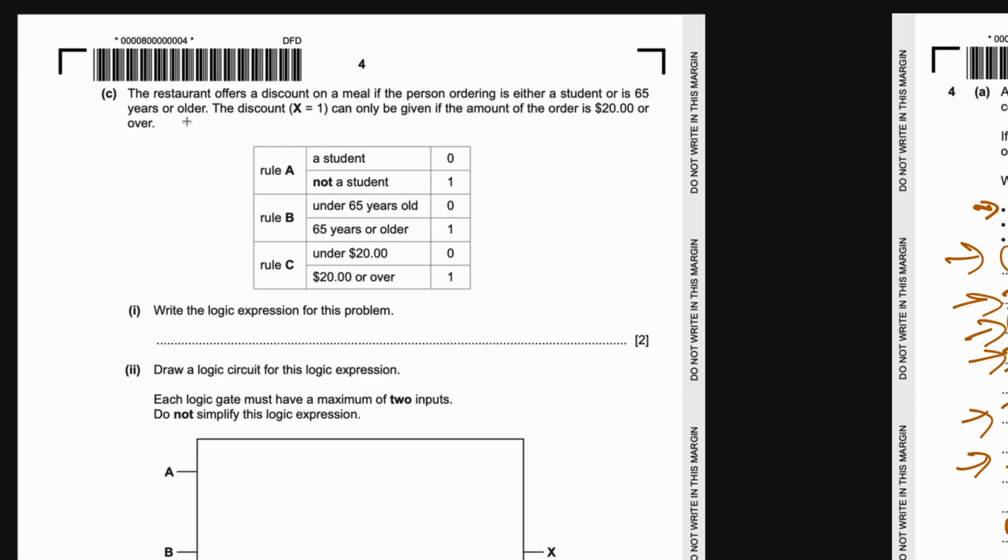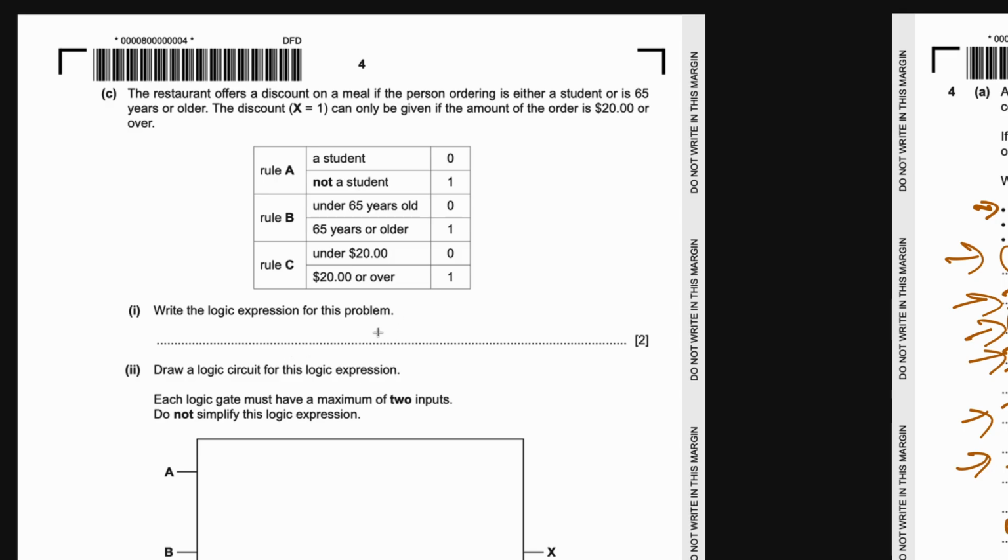And then for part C, the restaurant offers a discount on a meal if the person ordering is either a student or is 65 years or older. The discount X equal to 1 can only be given if the amount of the order is $20 or over. Write the logic expression for this problem.